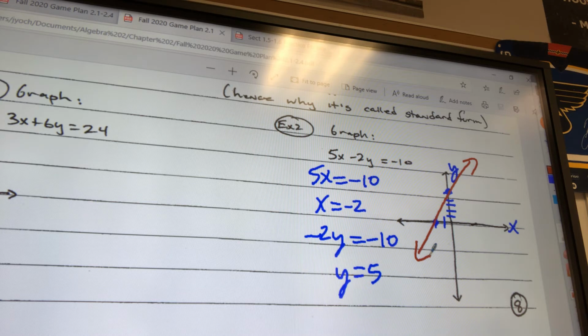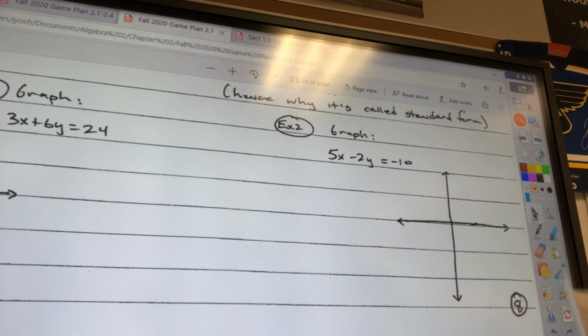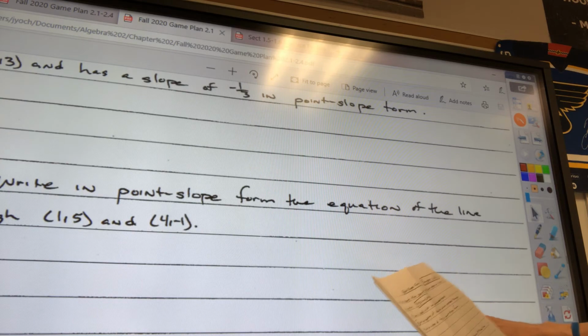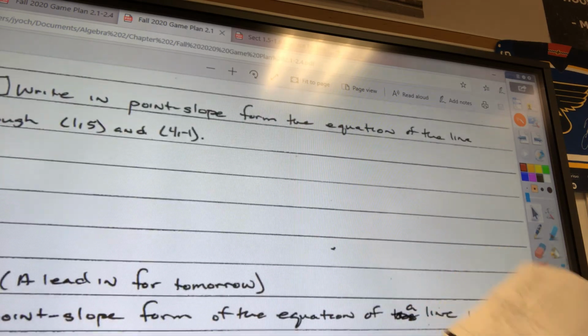Then, let's go to page 9. And we'll talk about this all three forms question on page 10. And I think that will be good. That'll be roughly halfway through on this one. So page 9, number 4. Write in point slope form the equation of the line through those points.